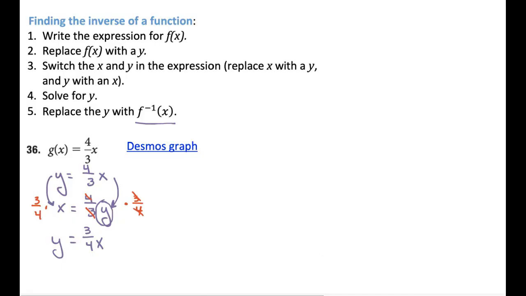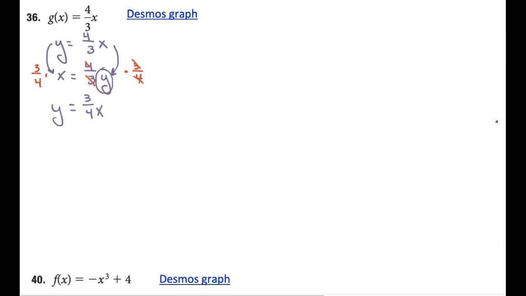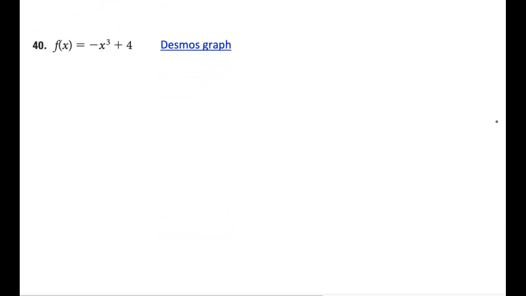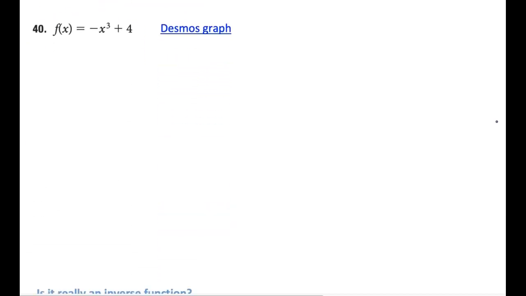So the next example is number 40. Okay, so for number 40, the first thing we want to do, as we did before, the steps aren't up there, but hopefully they're in your notes and you can take a look. The first thing we do is replace f of x with y and rewrite it. And the next step, number 3, is to switch the x and the y. So we get x equals negative y cubed plus 4.